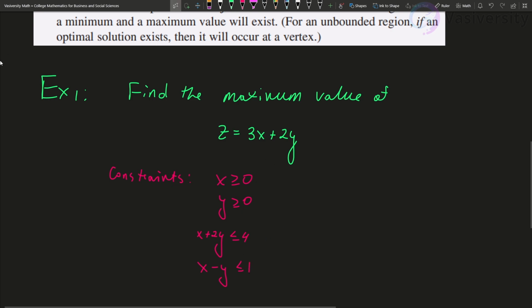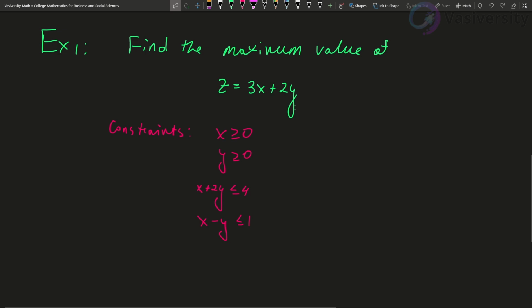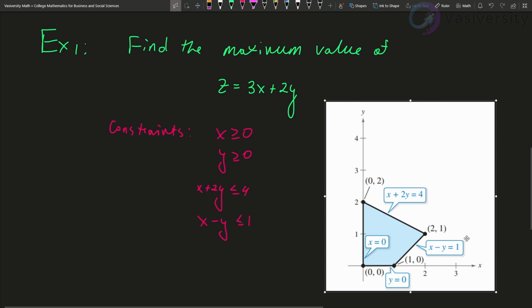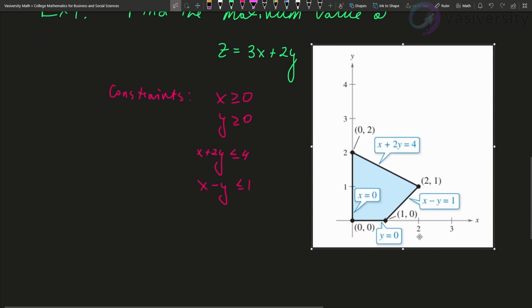So the first thing, what are we going to do? We've got to graph all of our constraints here, right? We've got to graph them. So if we graph all of them, we're going to end up with the following figure. If we graph all of our constraints, we're going to have this figure right here on the xy coordinate system.